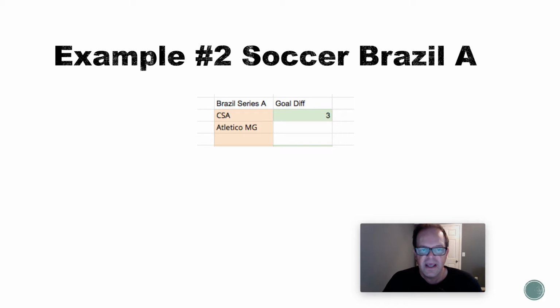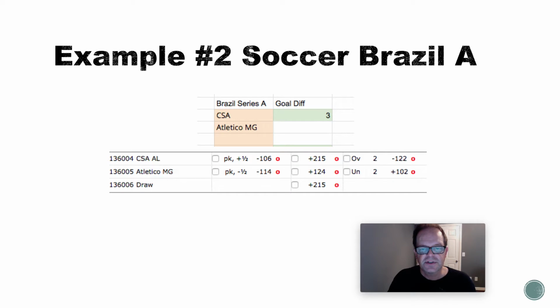CSA is at home, and CSA has a positive goal differential of +3. So the way I handicap and interpret that is CSA is a very small favorite. A +3 goal differential will translate into a 51 to 52% chance of winning. So CSA is a favorite, albeit a very small favorite. So normally for me, this would not be a play. We would want to have at least a 5-point goal differential in order for a play.